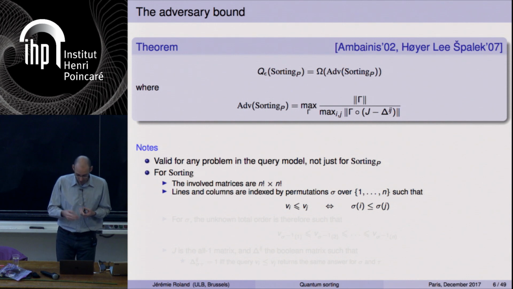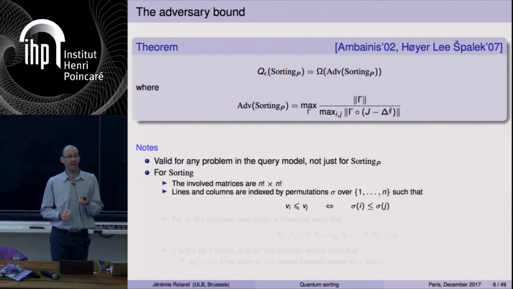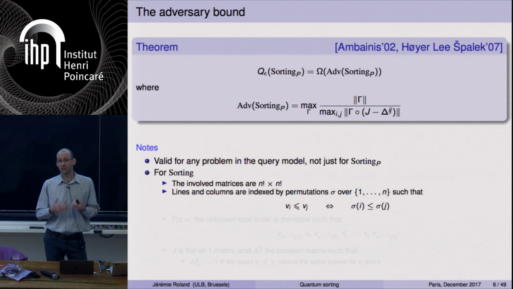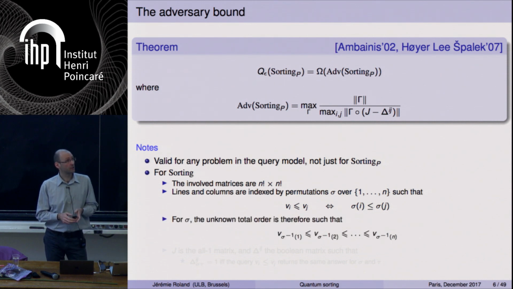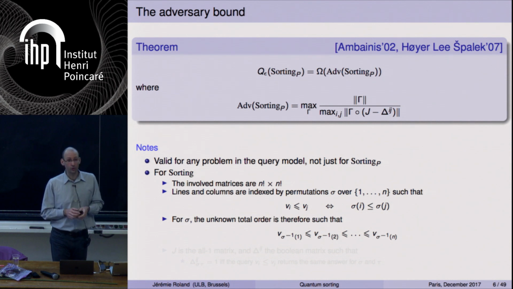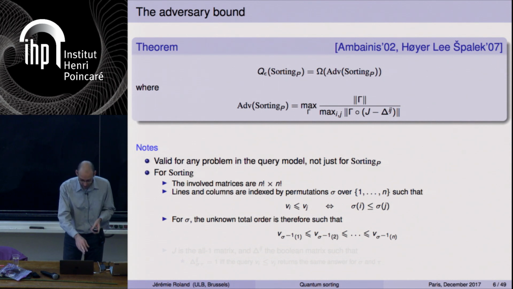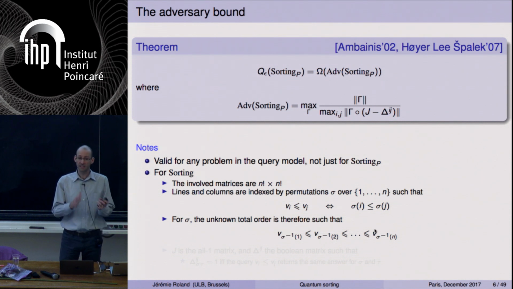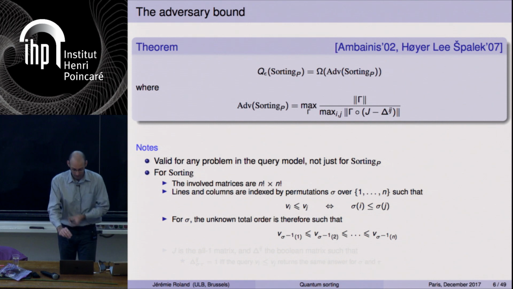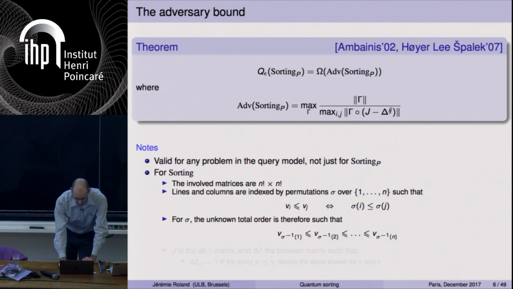So for example, for permutation sigma, if you ask the query, is v_i less than v_j, the oracle will answer yes if sigma of i is less than sigma of j. So sigma really specifies how the oracle answers your queries. In particular, it means that for permutation sigma, the total order that you're looking for, which is unknown, is v of sigma minus 1 of 1 less than v of sigma minus 1 of 2, and so on. So this is the order of the elements that you're trying to find. So each sigma specifies a given total order. And so all your matrices here are indexed by all these possible orders.